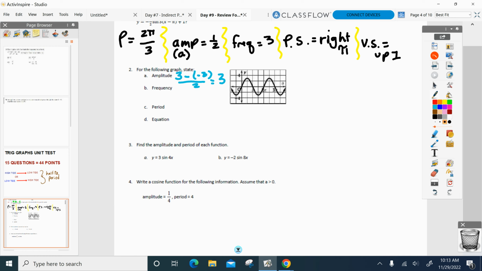All right, next one's frequency. You can't get that off a graph. What do you need to know to find frequency? Come on. What's always related? What do we need to know first to find the frequency? Period, right? I need to know the period to find the B value. So let's skip to C now.